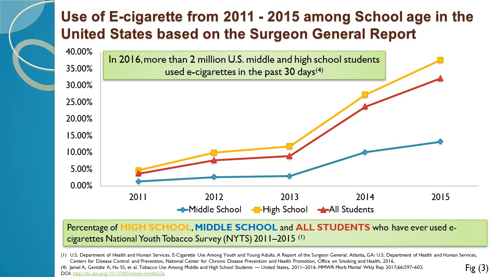This slide shows the use of e-cigarettes from 2011 to 2015 among school age in the United States based on the Surgeon General report. We can see that there is increased incidence of e-cigarettes smoking in all students, including middle and high school, from 2011 to 2015, from 3% to almost 30% between all students in the US.